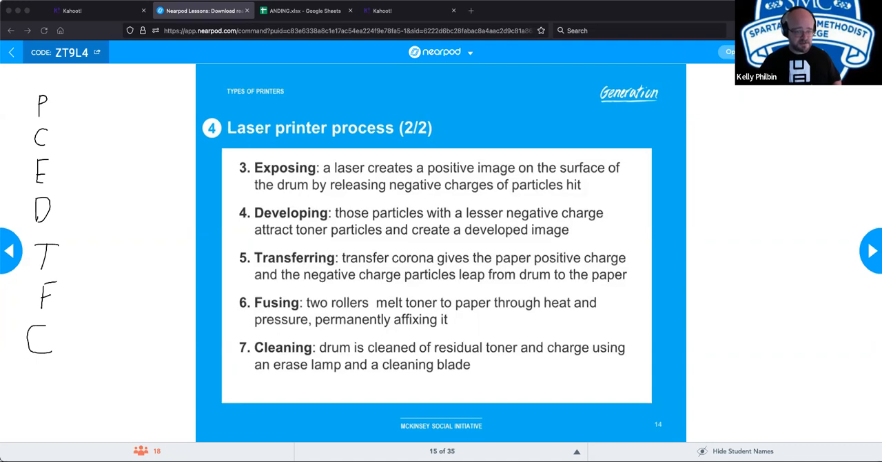So what is the purpose of the rubber blade? To scrape off any residual toner that may not have been transferred in the process prior. Okay, so not all the toner might have come off the roller. This just cleans up any residual toner, allowing it to be a fresh start.